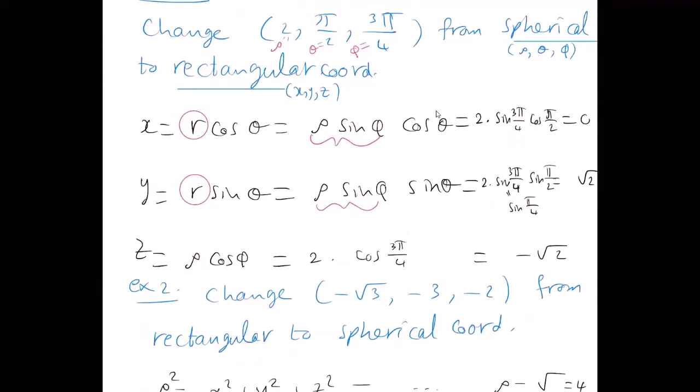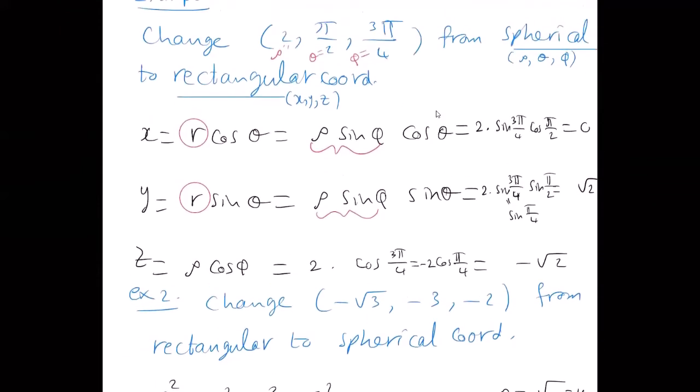which is negative cosine, 2 times negative cosine pi over 4. Sine 3 pi over 4 is the same as sine pi over 4, but cosine 3 pi over 4 is negative cosine pi over 4 because it is in quadrant 2. So it's negative root 2.